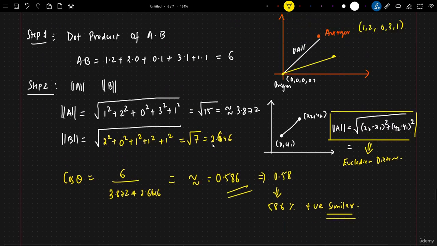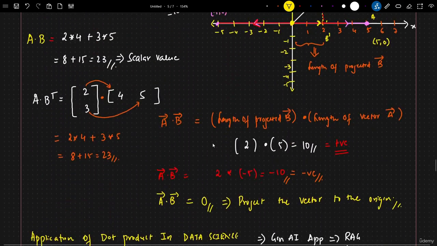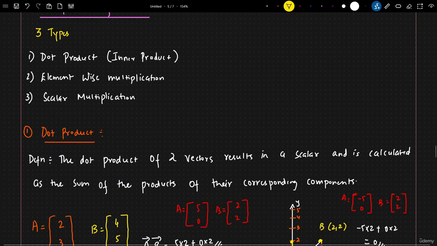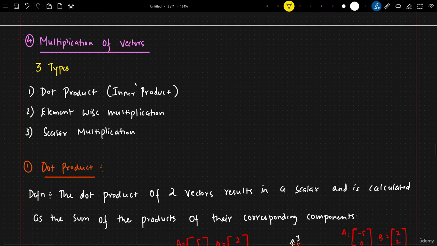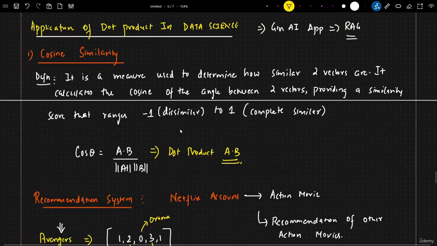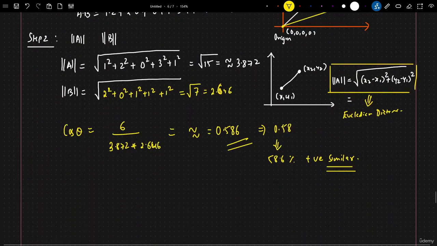I hope you were able to understand this video where we discussed the dot product. This is just one of the types. There are still element-wise multiplication and scalar multiplication, where we'll discuss more. There are some more applications of the dot product, but since the video is becoming longer, I will cover that in the next video.